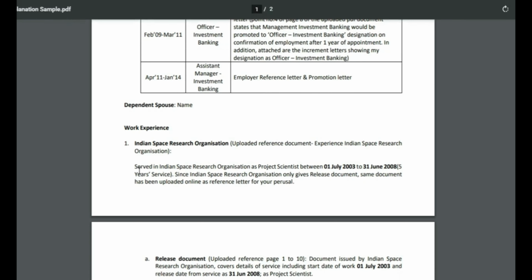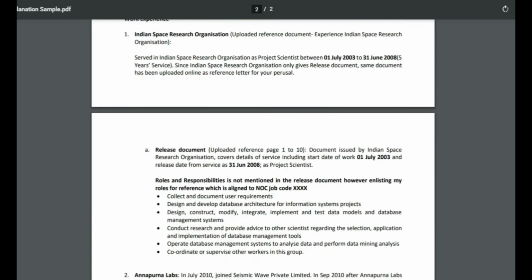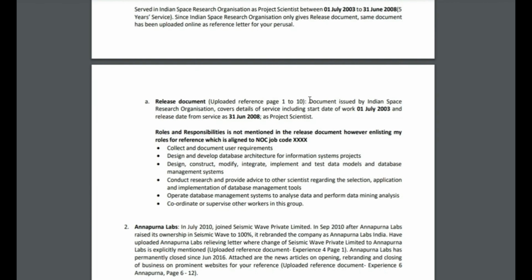So here it was mentioned that served in the organization as the designation and the start date as well as the end date and how many years. And then the statement was made that since this organization only gives release document, same document has been uploaded online as reference letter for your perusal. Now, with related to release document, I am giving a context that these are the page where the details are available. Document issued by the organization covers detail of service, including start date of work as well as end date of work and the designation.